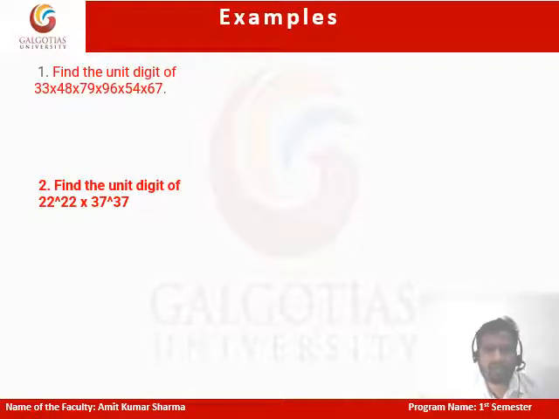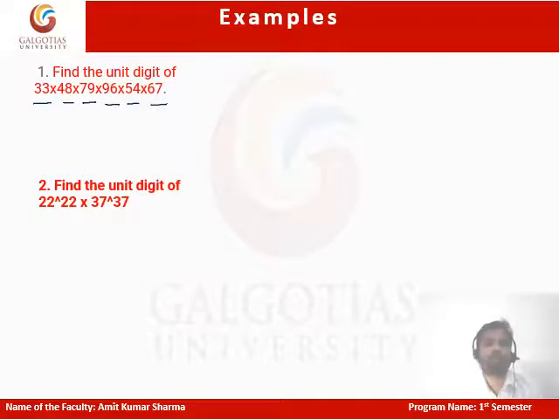Example 1, if we look at, it's 33 times 48 times 79 times 96 times 54 times 67. This is a huge expression, right? If someone says to us to solve this expression, it will take too much time. And generally in the exams, we have roughly 1 minute per question. But I don't think this kind of expression can be solved within 1 minute.